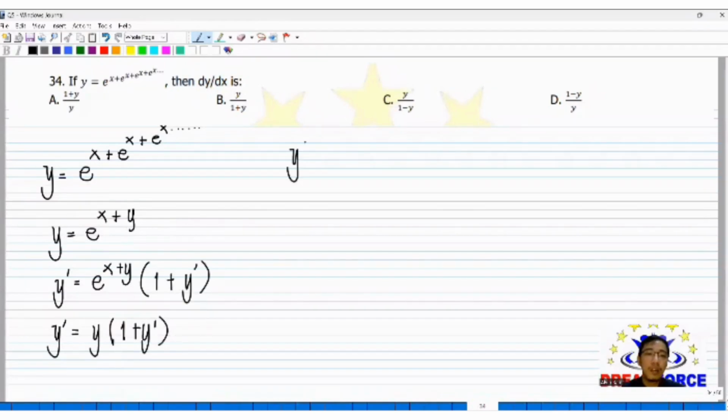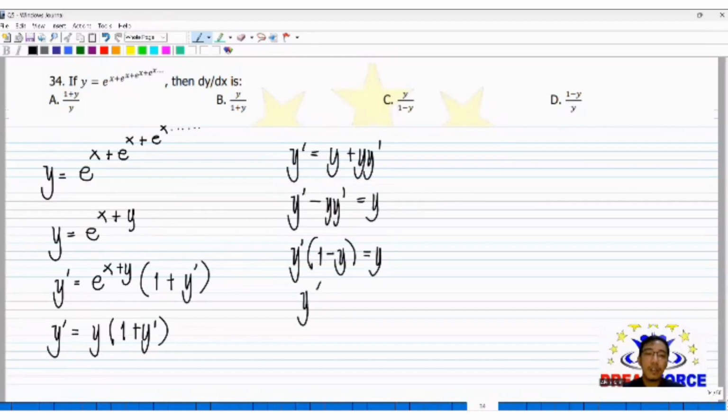Okay, expand lang natin. So, y prime is equal to y plus y times y prime. Then, ilipat ko lang yung y prime sa kabila. So, y prime minus y y prime, that is equal to y. Factor out y prime. So, 1 minus y, that is equal to y. So, makuha mo na yung slope. That is simply y over 1 minus y. So, letter C is the answer. Nakuha. Okay. Next, number 35.